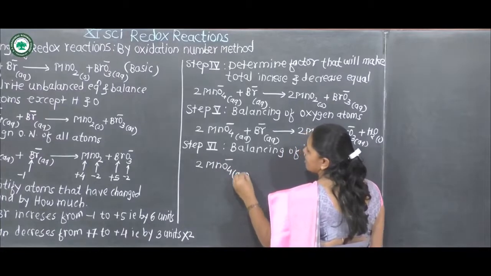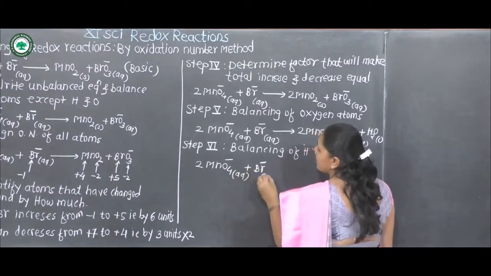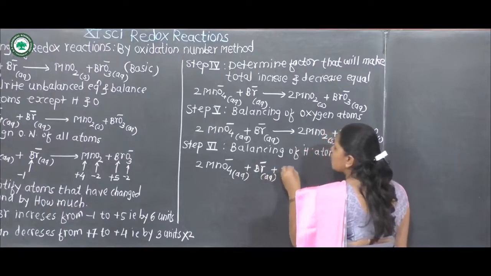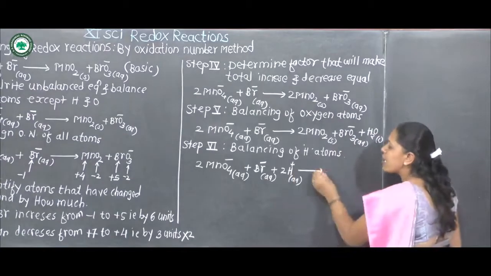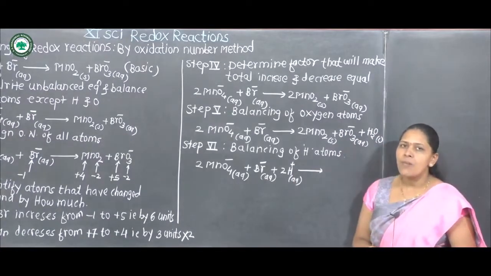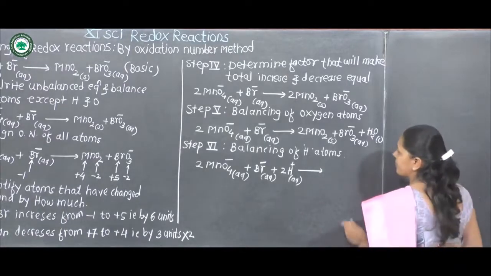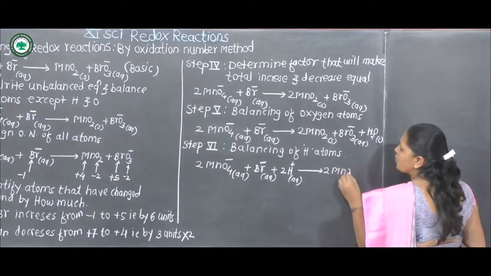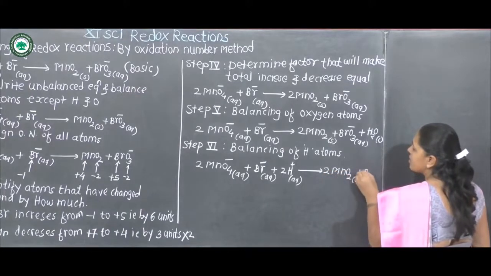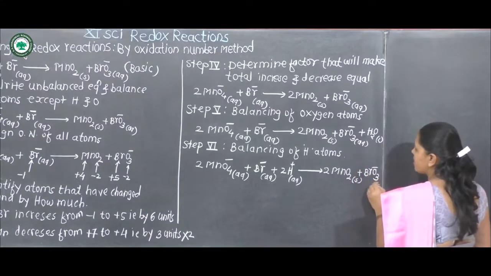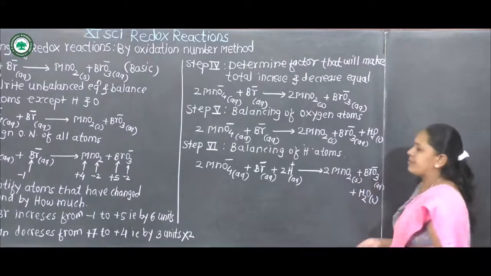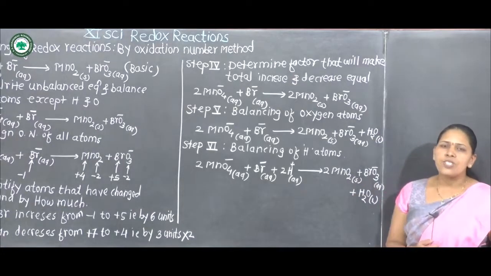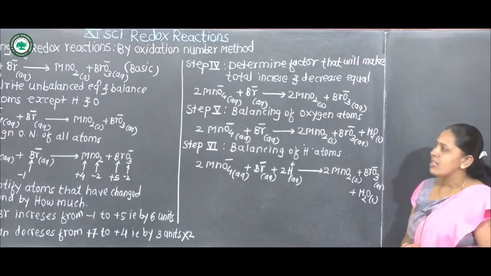2MnO4⁻(aq) + Br⁻(aq) + 2H⁺ gives 2MnO2 + BrO3⁻(aq) + H2O(l). We know that hydrogen is balanced by adding H⁺ ions to the side containing fewer hydrogen atoms. In this way, hydrogen and oxygen are already balanced.